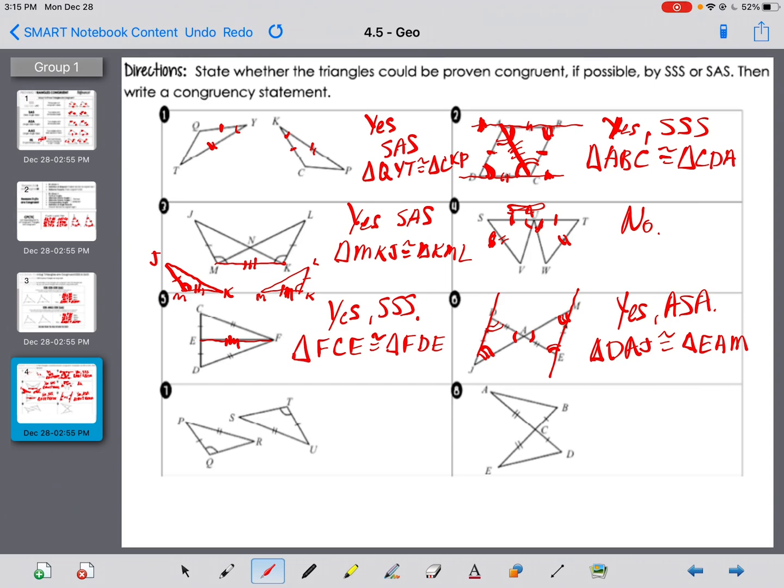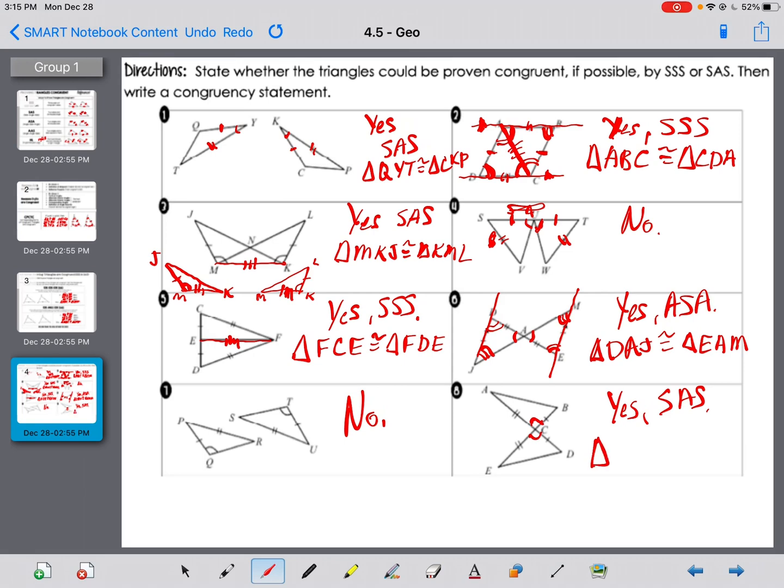Number 7. Let's see. We've got an angle and then a side and then a side. That's a no. Without a 90 degree, we can't switch to hypotenuse leg. And side side angle or angle side side, no bueno. Okay. We know vertical. We got side angle side. We got side angle side. So yes. SAS. Now we just have to name them.